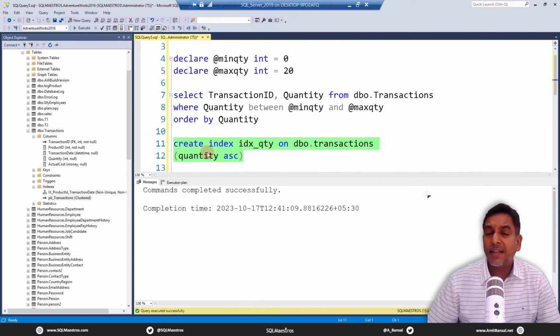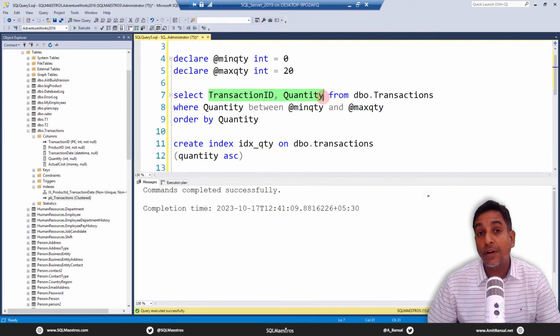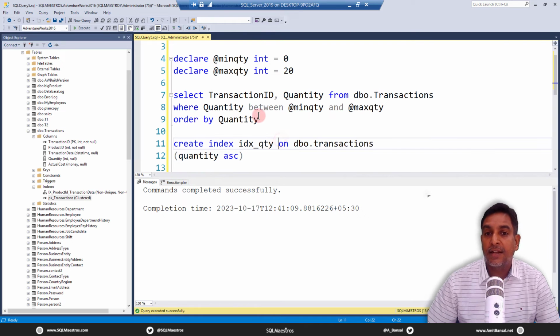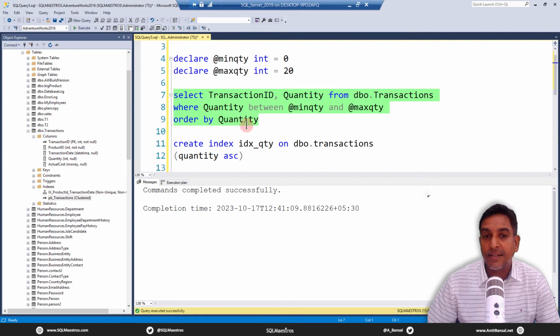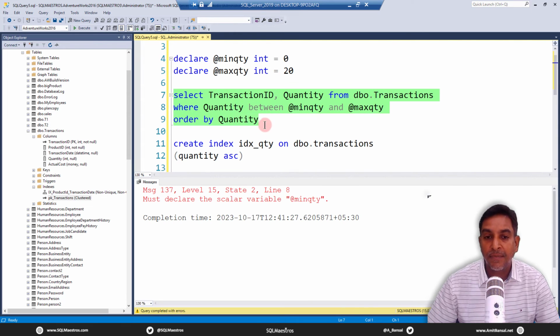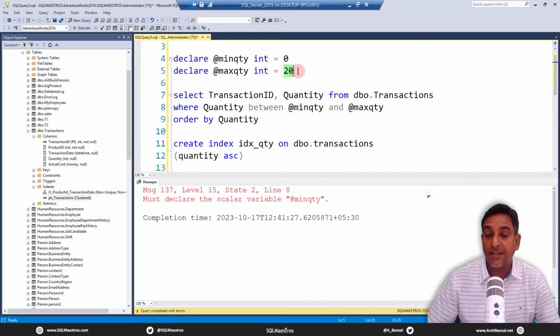Now remember, this index would not have been useful if you still wanted to use star. Okay, so the index has been created. Now let's go and run this query again. Actual execution plan is turned on. Let's go and execute. Okay, we need to declare the variable. So let's go. Okay, so look at the max quantity. It's still 20.